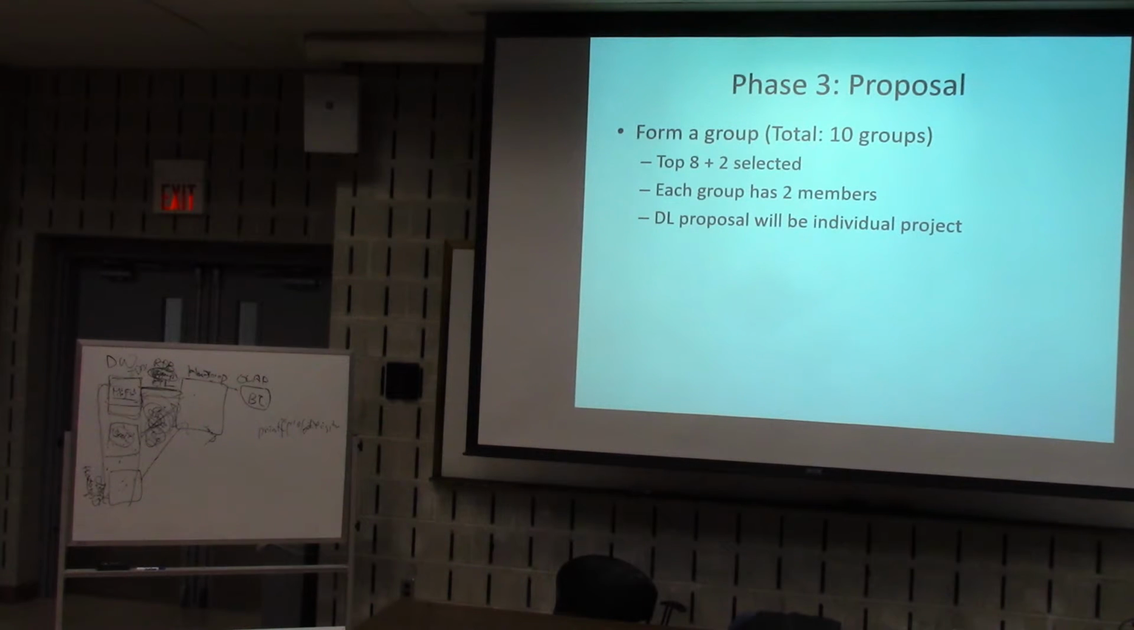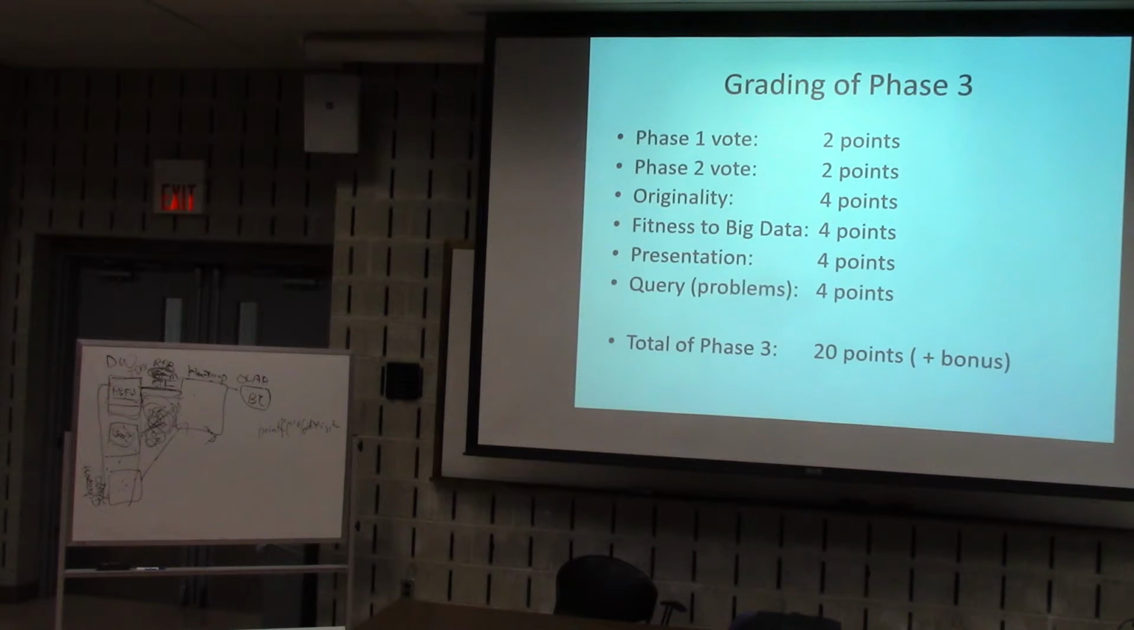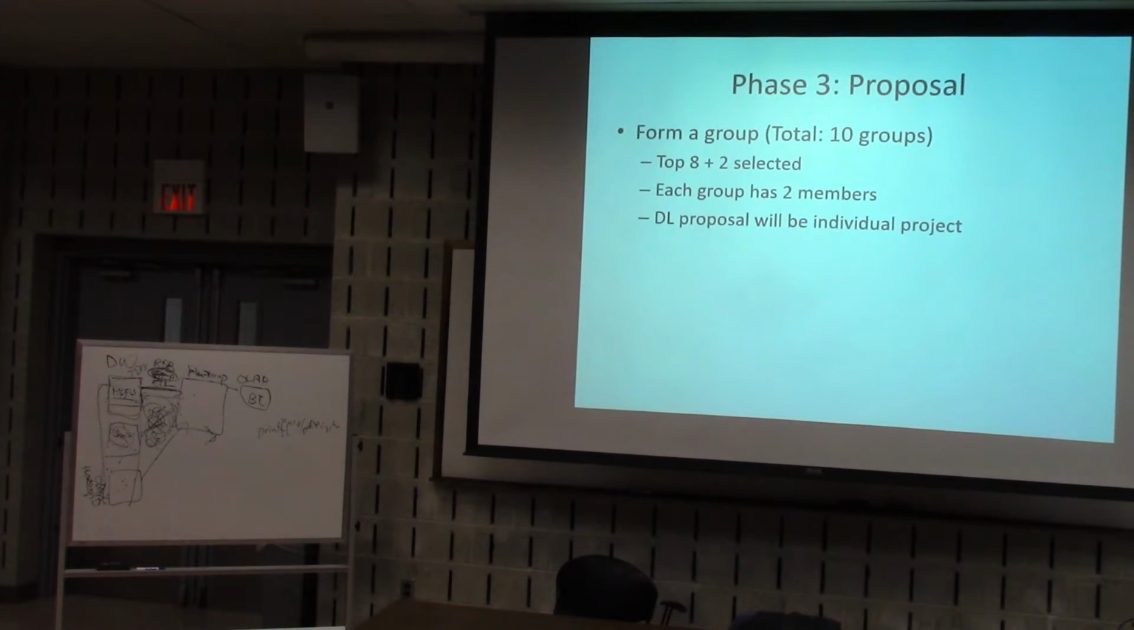So the top 8 based on the voting and the points. Then 2 of them are selected because it's not the best, not enough, still weak in the proposal, but it's interesting. If the group enhances it, maybe it will be successful. So top 8 plus 2 selected. We have 20 students, so each group has 2 members.